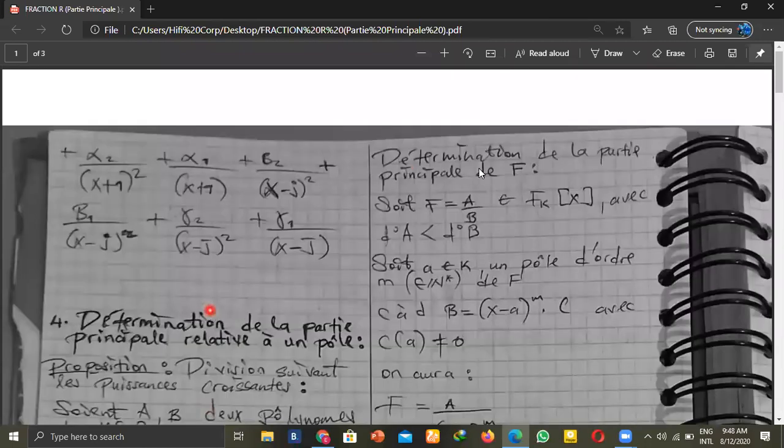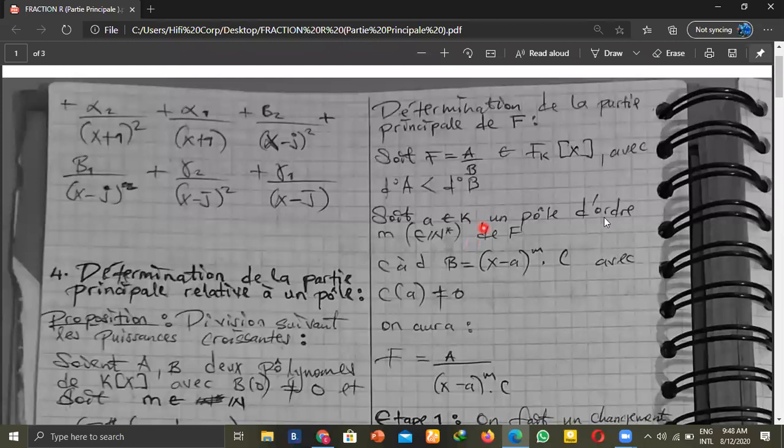Then you come here: détermination de la partie principale de f. Soit f égale à a sur b, appartient à K(X), avec degré de a inférieur à degré de b. Soit a appartient à K, un pôle d'ordre m. So this is what we are doing. First of all, soit a appartient à K, this is its pole. a is the racine, belongs to K, a pole of order m. So a pole has an order m of f.